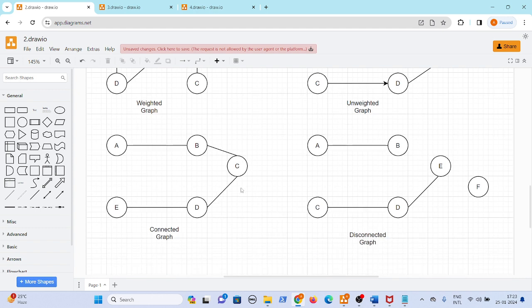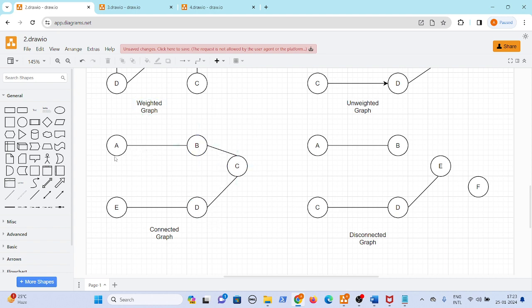Now coming to one more classification, connected graph and disconnected graph. If you see here, all the vertices are connected: A, B, C, D, E. But in this graph, C, D, E are connected, A, B is connected, and F is on its own. If you see, these are not connected. These are disconnected, they are broken actually. So you call that a disconnected graph, and if you see this graph, all are connected. You call this a connected graph.